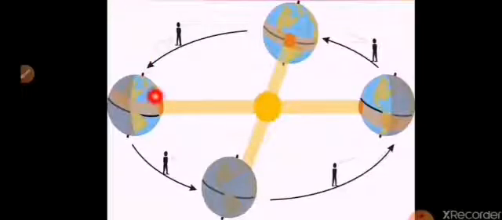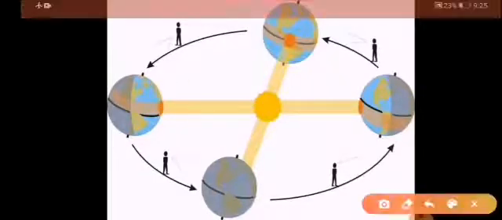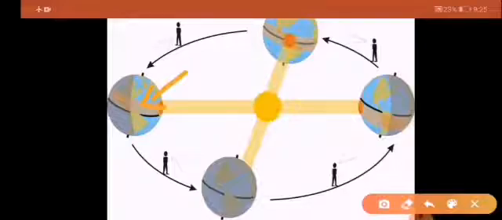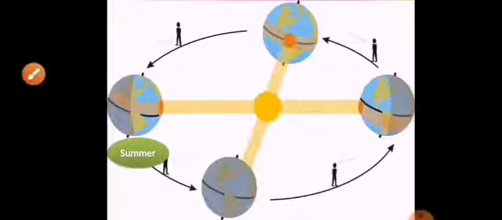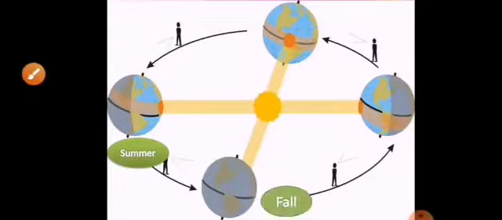If you look here in the north part of the Earth, you will find that it receives a large amount of sunlight. So the north part of the Earth will now be very hot, so this part will face the summer season. As the Earth moves around the Sun and reaches this point, the north part will start to be a little bit colder. So now we will be in the fall season.